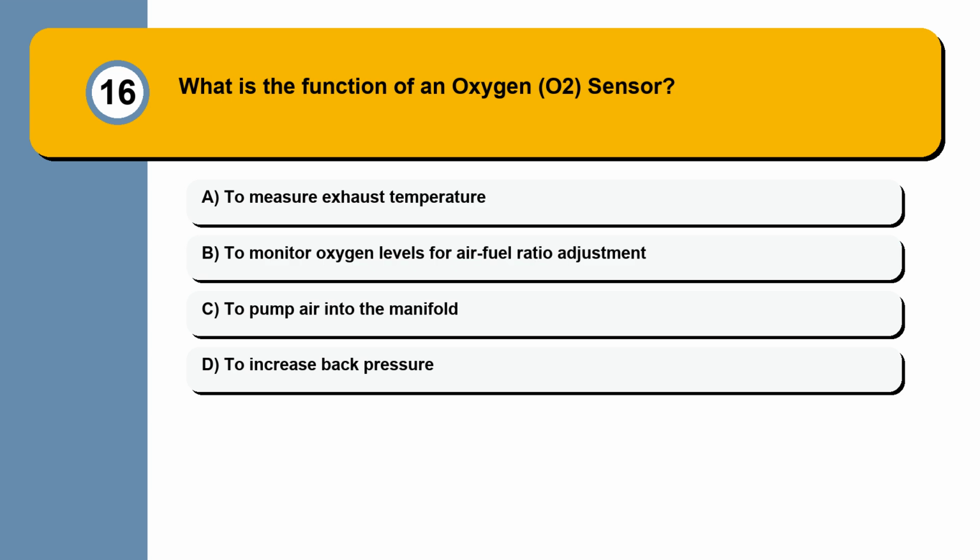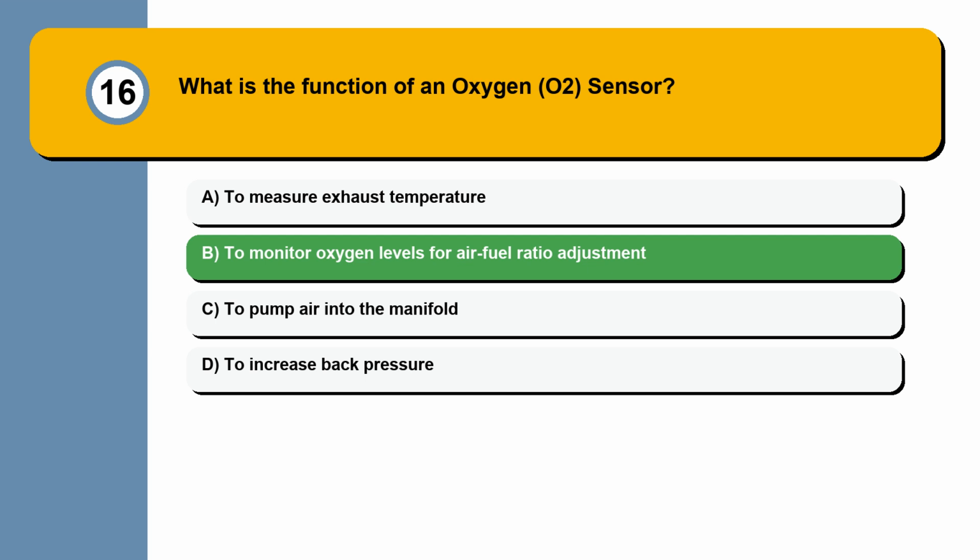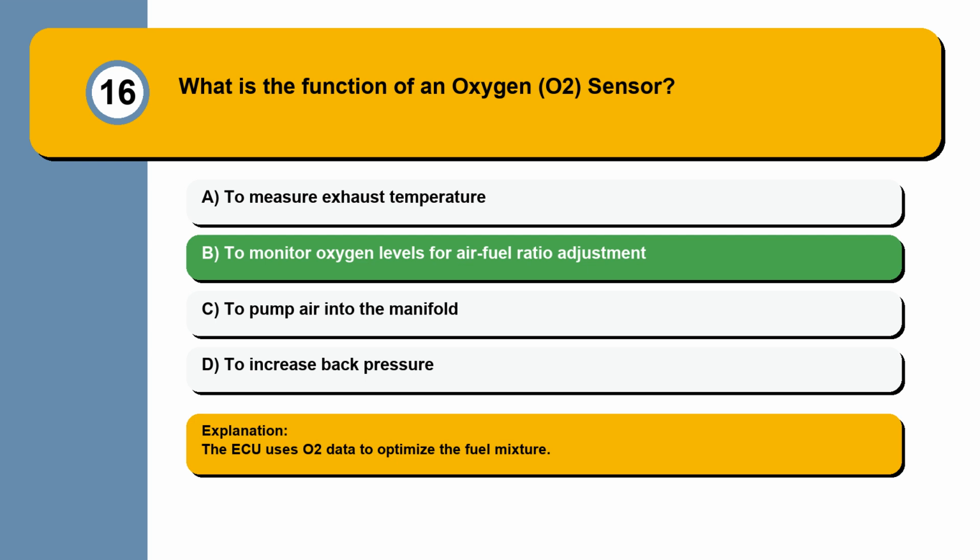Question 16. What is the function of an oxygen O2 sensor? To measure exhaust temperature, to monitor oxygen levels for air-fuel ratio adjustment, to pump air into the manifold, or to increase back pressure. The ECU uses O2 data to optimize the fuel mixture.